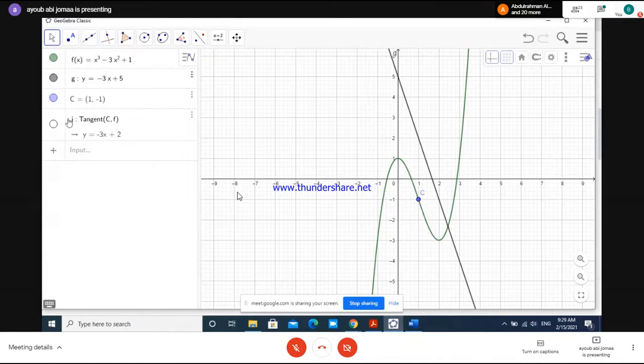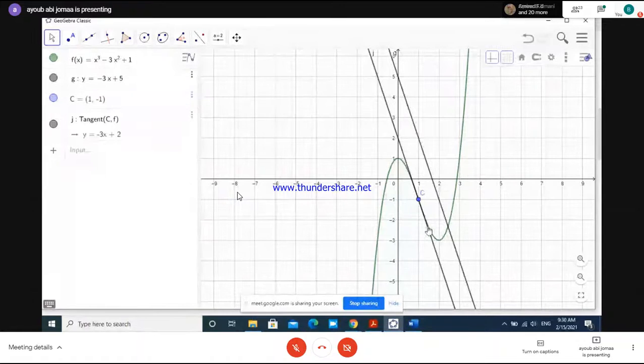And as you can see, if you draw the tangent line to the curve at this point with coordinates 1, negative 1, these two lines are parallel. This is the tangent line, and this is the given line. The given line is not a tangent, just an ordinary line. Clear? The tangent line is this line.